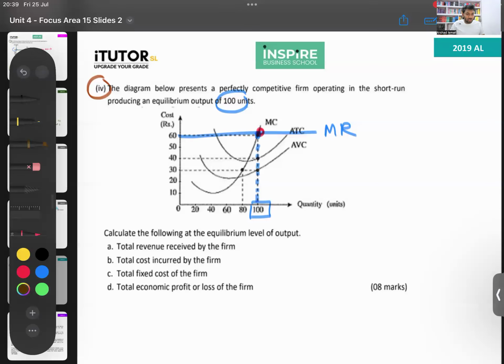First one is asking total revenue. Total revenue is the price into number of units. So your price is 60. Number of units is 100. Total revenue is 6,000. So easy, 2 marks.